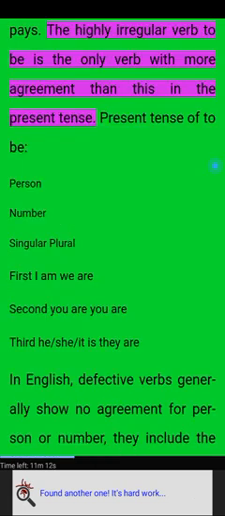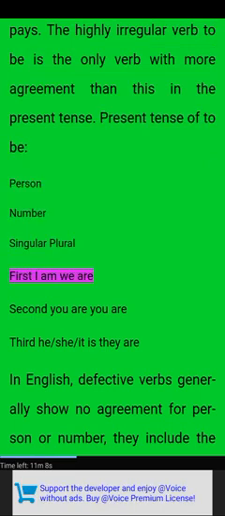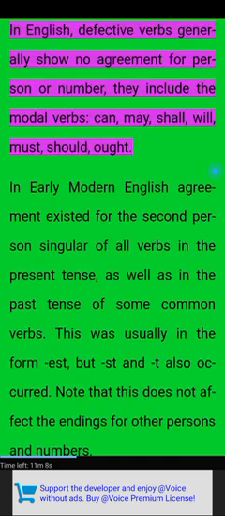The highly irregular verb to be is the only verb with more agreement than this in the present tense. Present tense of to be. Person, number, singular, plural. First: I am, we are. Second: you are, you are. Third: he, she, it is, they are.